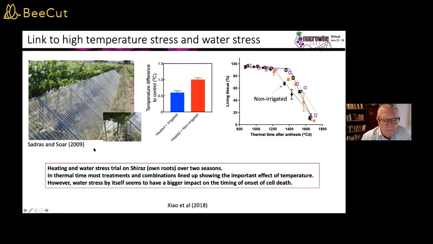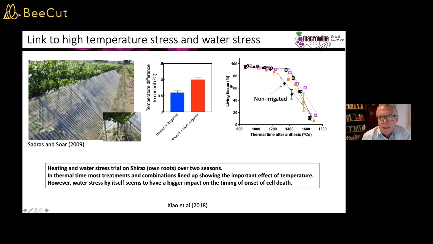To follow that up, Zhayu Zhao did a trial for his PhD where we used the Victor Sadrason technique for heating vines. So this is a series of panels that allow solar radiation to come in around the vines, and then through convection, heat rises up through the canopy and increases the temperature within the canopy and the bunch zone. So using this technique, you can get elevated temperatures within the vine. So this occurred in this trial between 0.5 and 1 degree centigrade. So we had a combination of treatments where we had heated and irrigated and heated and non-irrigated. So the non-irrigated vines experienced some water stress. In fact, there was a 50% reduction or more in stomatal conductance.